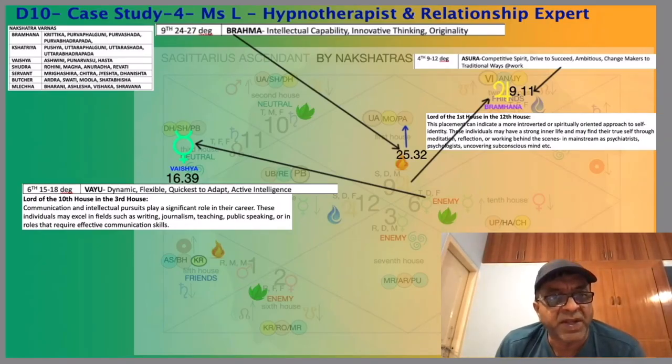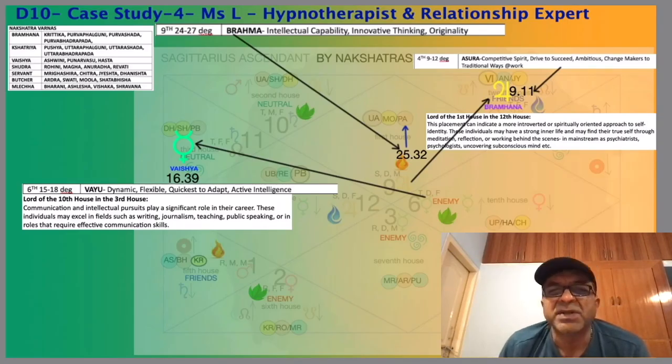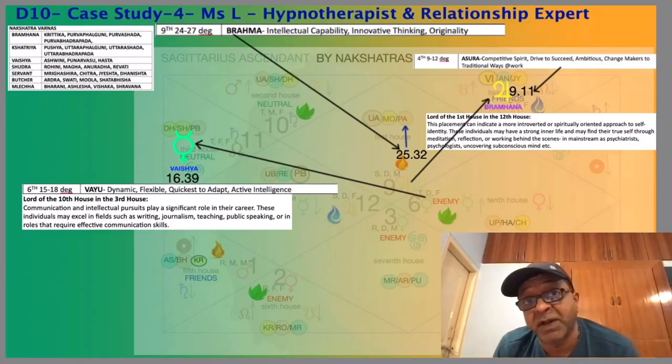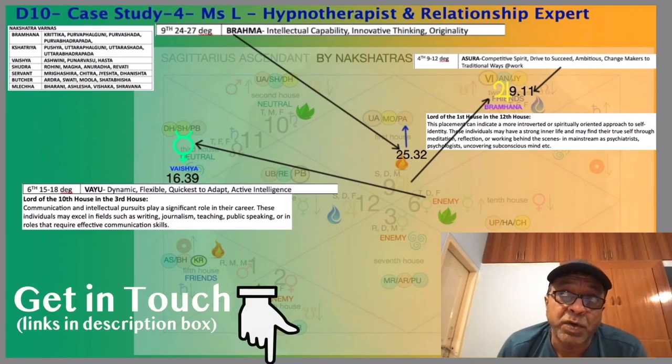But hopefully, this one has given you a sort of direction, if you will, in terms of finding out how to discover your career path. What are the hints? How to use the nakshatras within D1 and within D10. How to use the angles within D10.